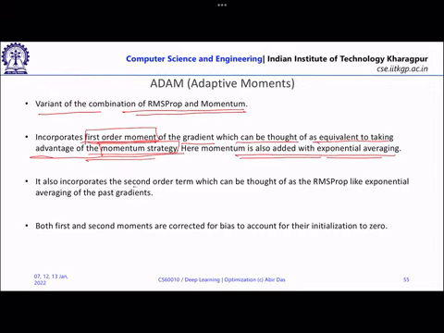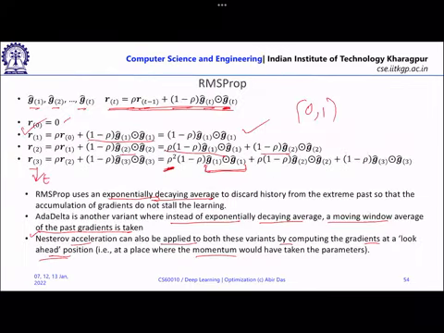It also incorporates the second order term, which can be thought of as RMSProp-like exponential averaging of the gradient variance. That's what I told you a minute ago, right? Now, both first and second moments are corrected for bias to account for their initialization to 0. What does this bias mean? I'll now explain it in terms of the RMSProp scenario.